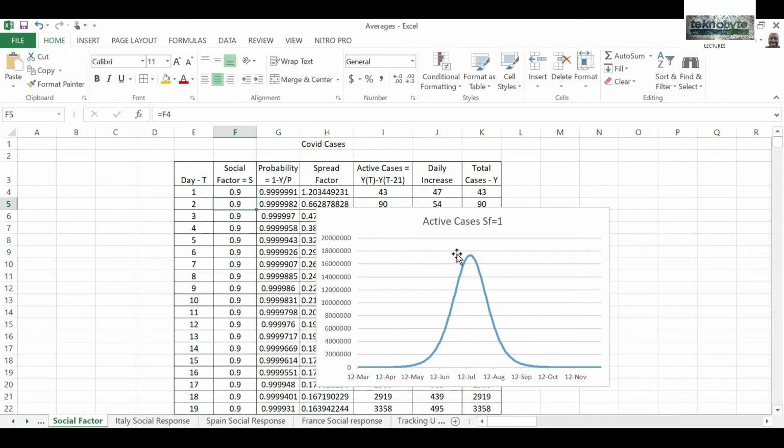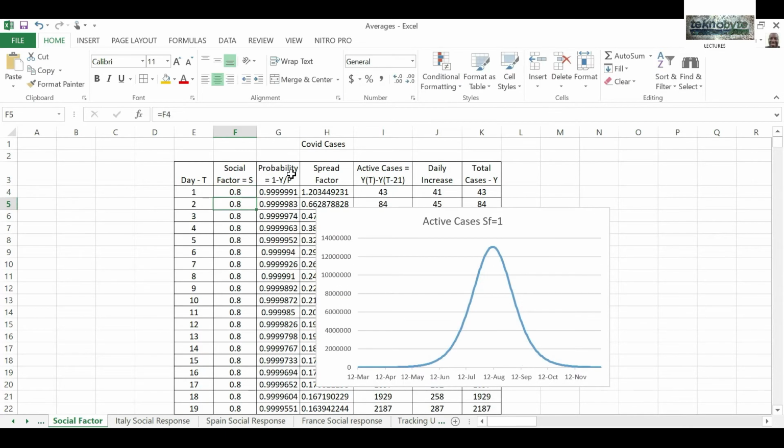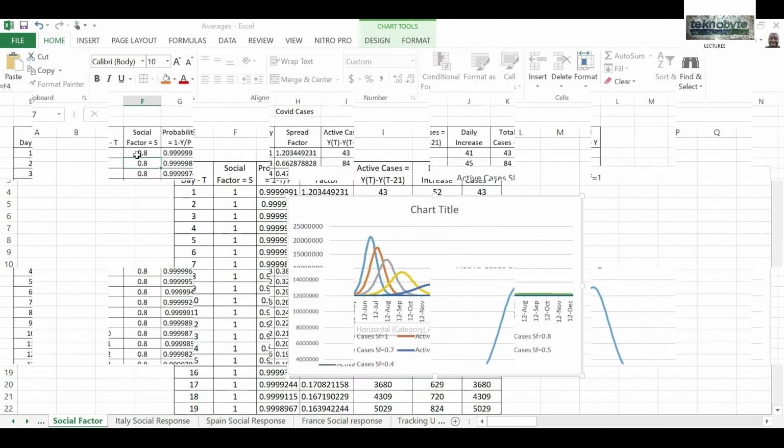The peak here is about 17 million. If we increase the social distancing and reduce the probability of infection, you can see it goes down at 0.8. We have 13 million at the peak, and it's broader, peaking around August.